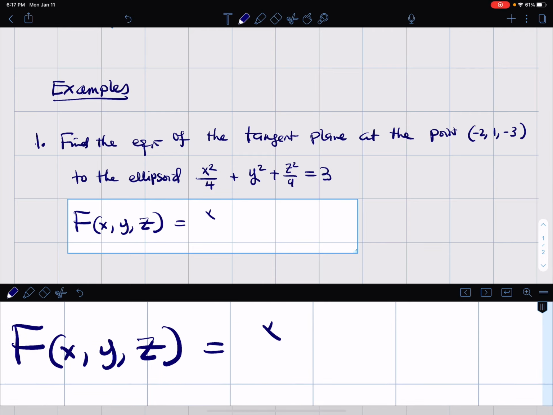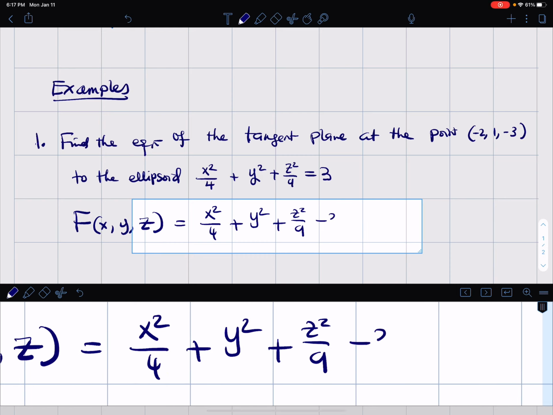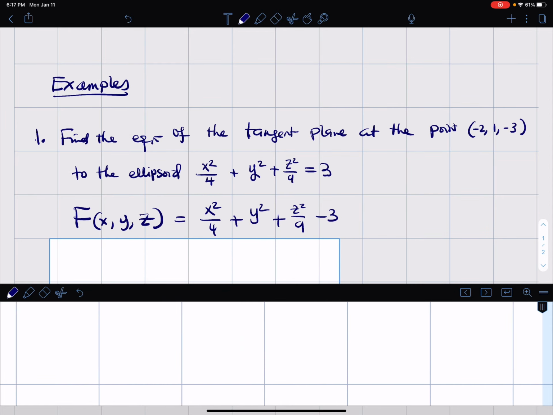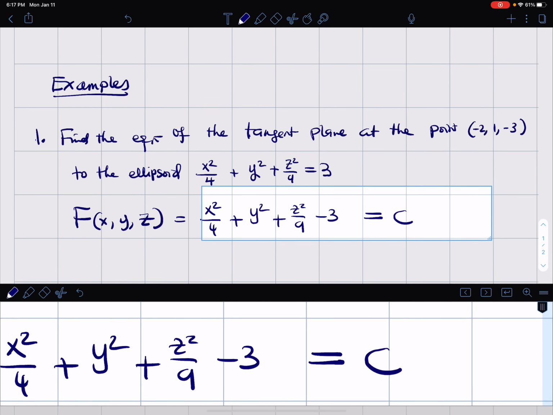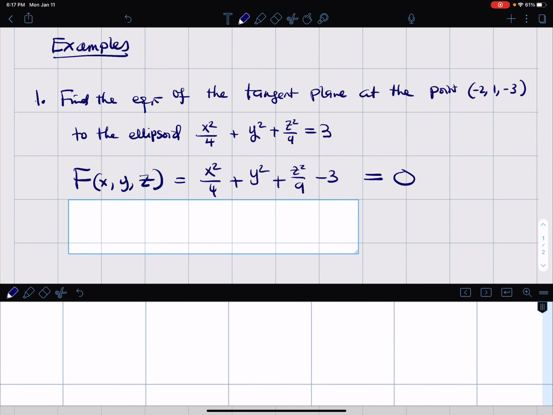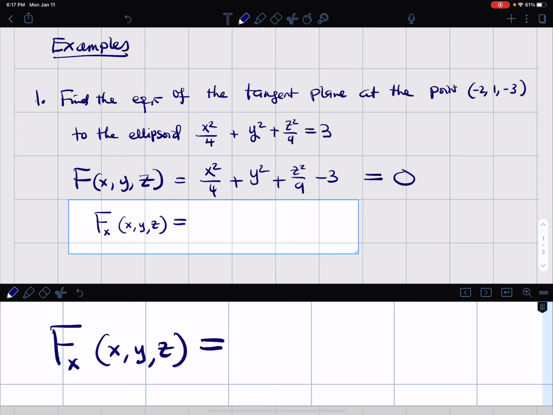Capital F is x squared over 4 plus y squared plus z squared over 9 minus 3. Okay? All right, so if that's the case, make it equal to 0, since you're bringing the 3 from the other side. Let's look at our Fx. Find the partial with respect to x. This is just x over 2.